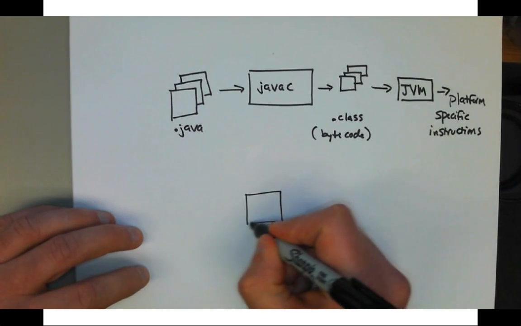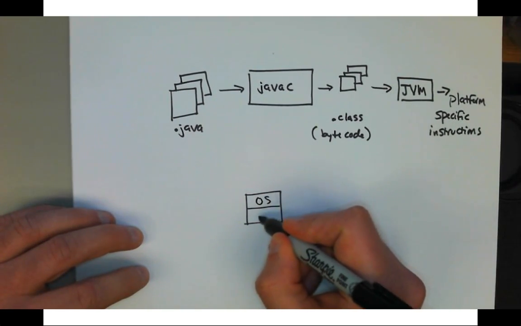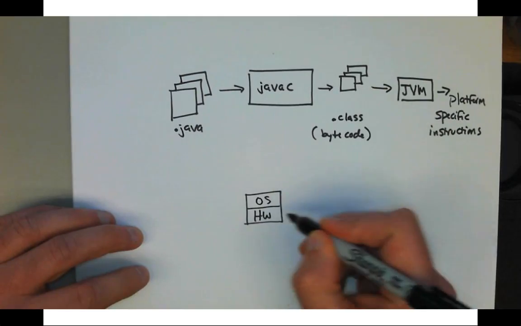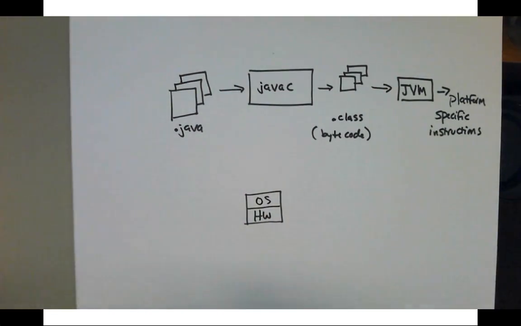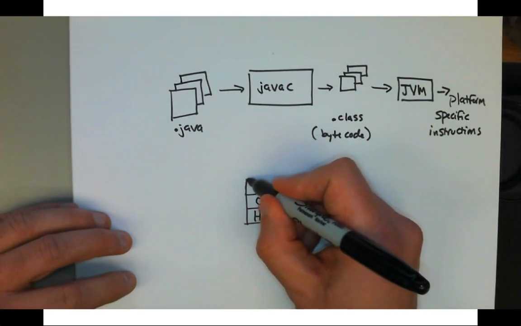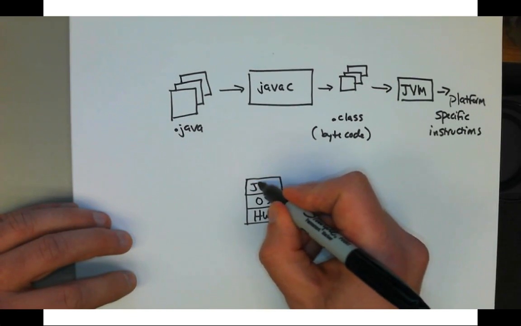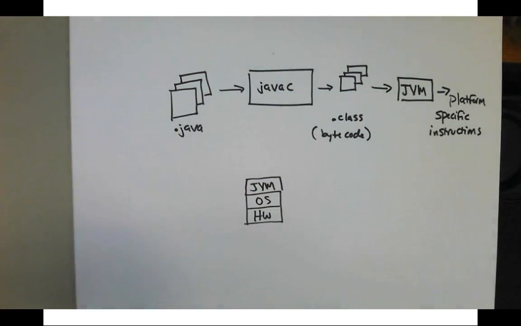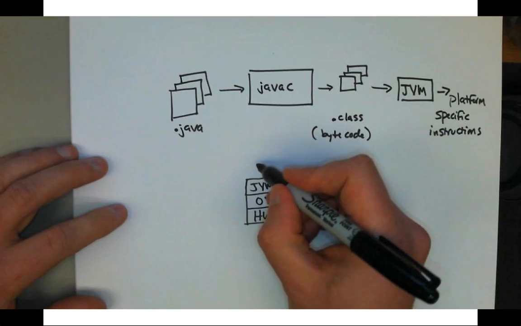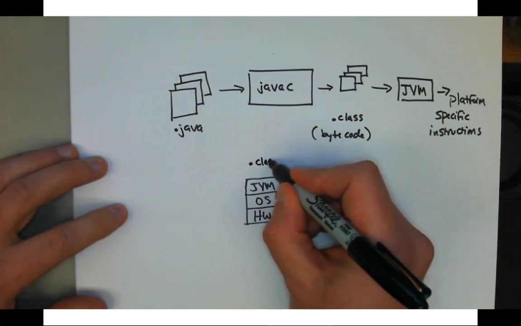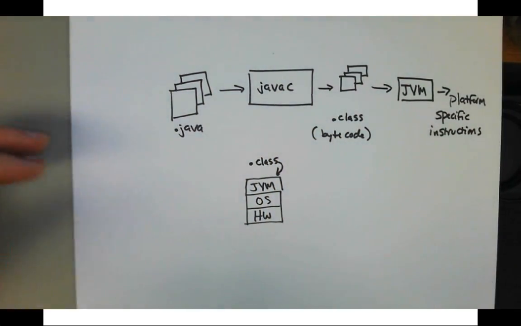So before we saw the job of the operating system is to feed instructions to the hardware, to the CPU. But now the JVM is a program itself. So the instructions for the JVM are being fed into the CPU, and the contents of the .class files get fed into the JVM, so the JVM can interpret those into machine-specific instructions.